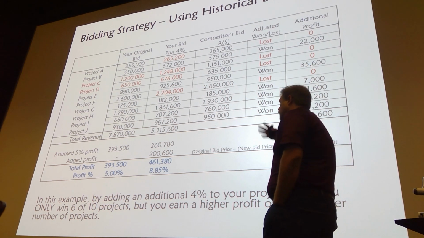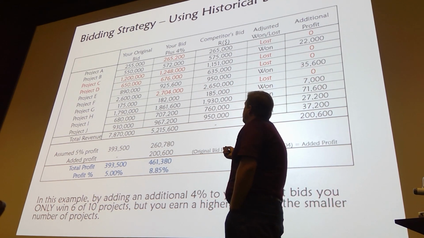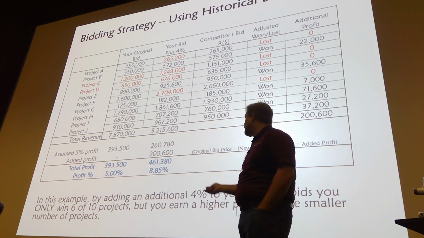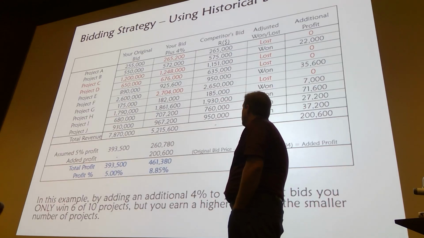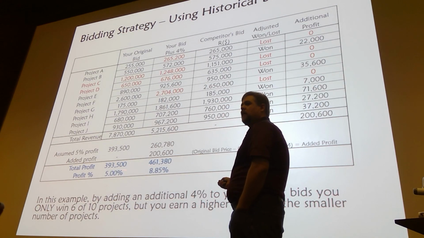We went through just furthering this interpretation. If we added 4% to all of our bids, we found that, okay, we lost 2 additional jobs, but at the end of the day, we made more money.